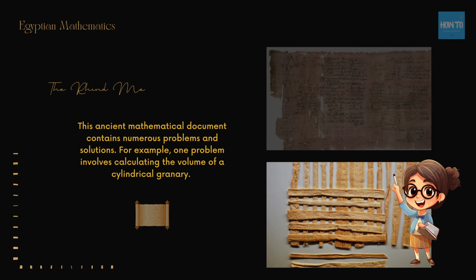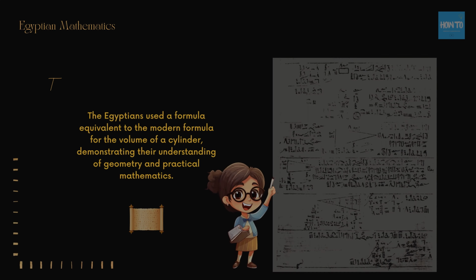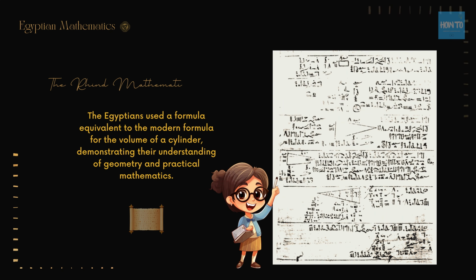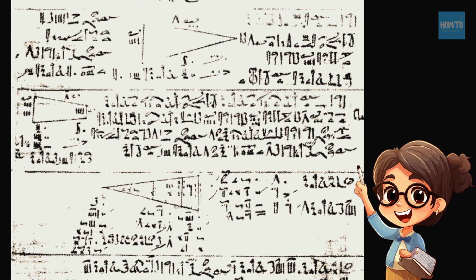The Rhind Mathematical Papyrus. This ancient mathematical document contains numerous problems and solutions. For example, one problem involves calculating the volume of a cylindrical granary. The Egyptians used a formula equivalent to the modern formula for the volume of a cylinder, demonstrating their understanding of geometry and practical mathematics.